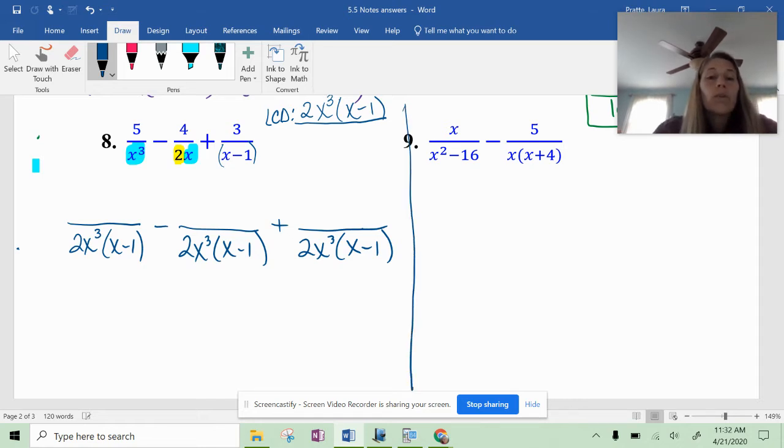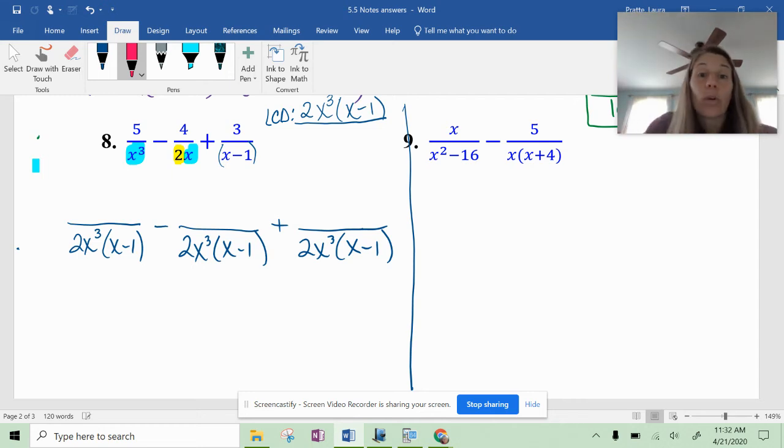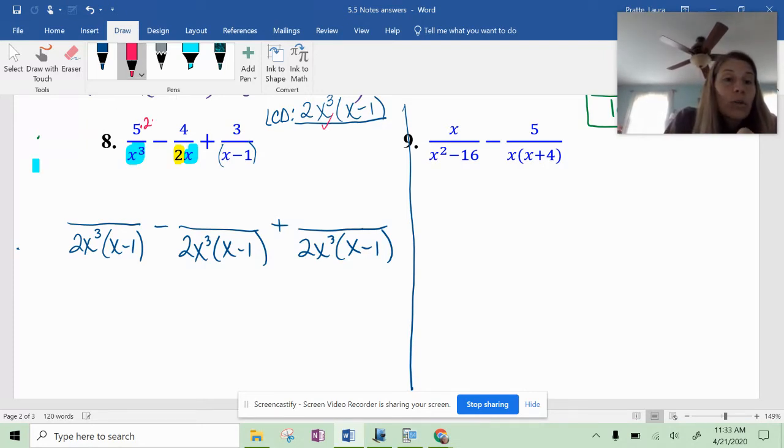Okay. So now we got to figure out, well, what does each fraction need in order to look like this, 2x cubed times x minus 1? So the first one, we already have the x cubed part of it, but we still need the 2 and the x minus 1, right? So we need to multiply it by 2, and we need to multiply it by x minus 1. So that will end up giving us 10 times x minus 1.